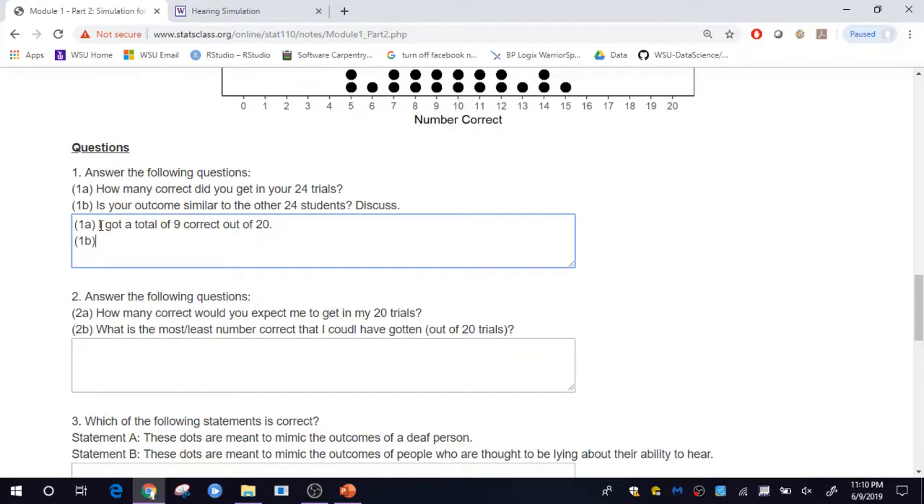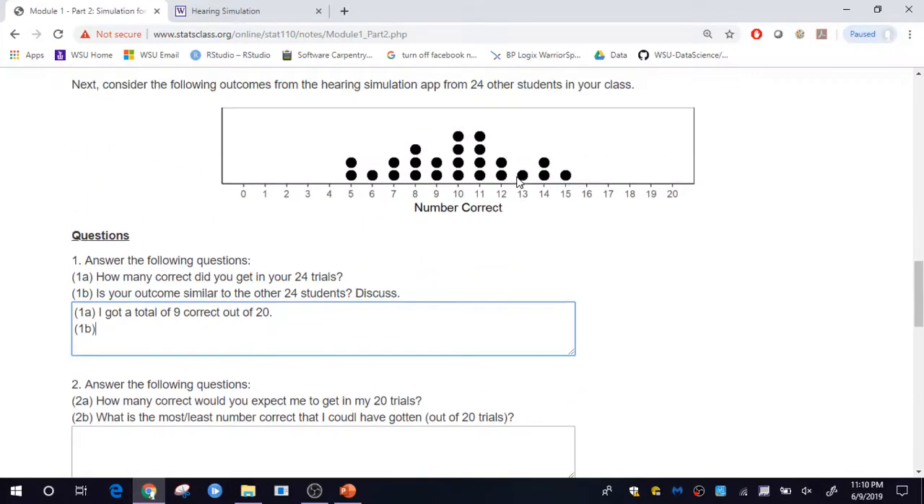How about 1B? Is your outcome similar to the other 24 students? So if my outcome was 9, it looks like it's quite similar to the other 24 students. It's not on the expected value of 10, but it's pretty close to the expected value.